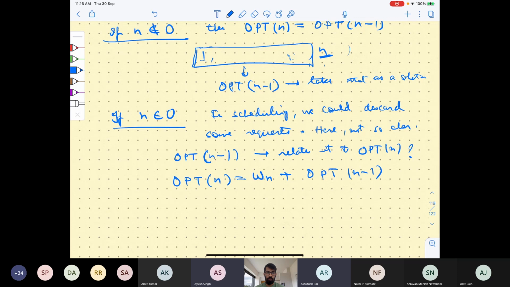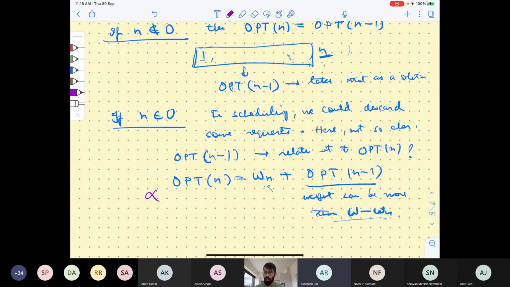OPT(n-1) need not have a weight less than or equal to W minus w_n. Yes, the weight can be more than W minus w_n. This is what you said, Ayush? Yes, sir. Good. So if this is more than W minus w_n, then if you sum it with w_n, the total weight you get is more than W. So this does not work, right?